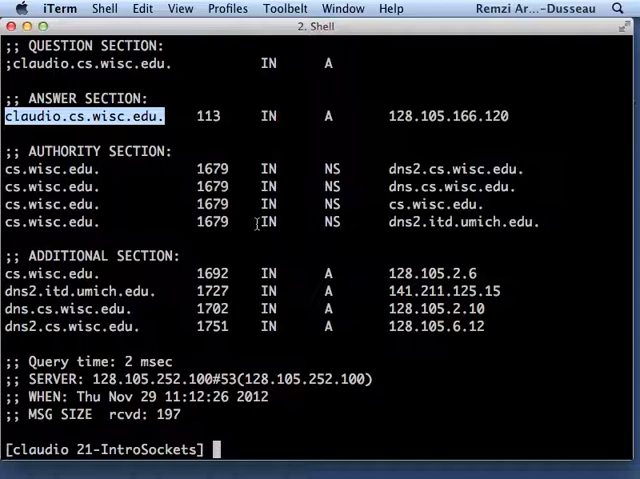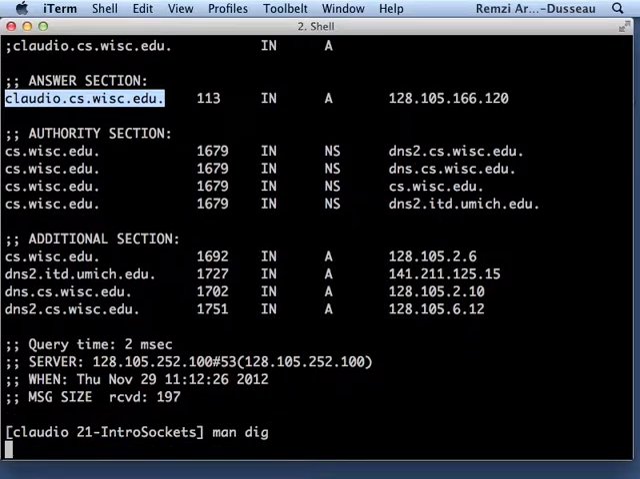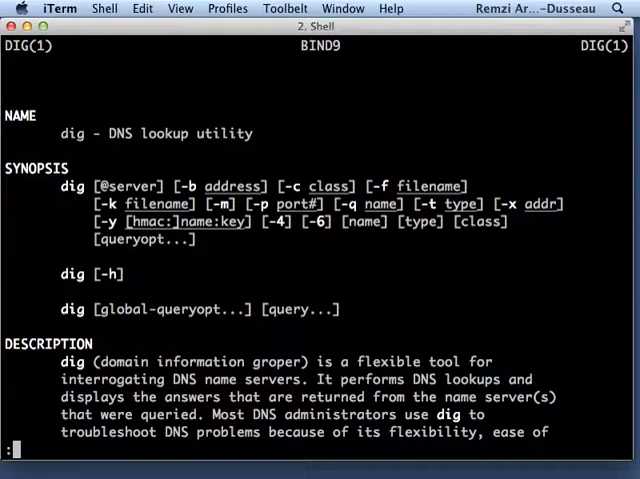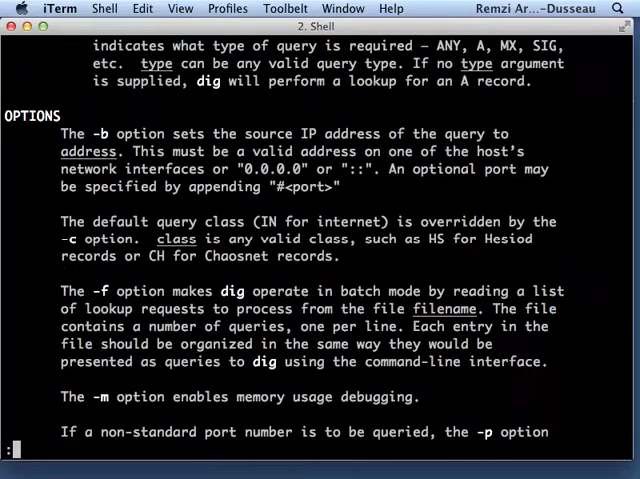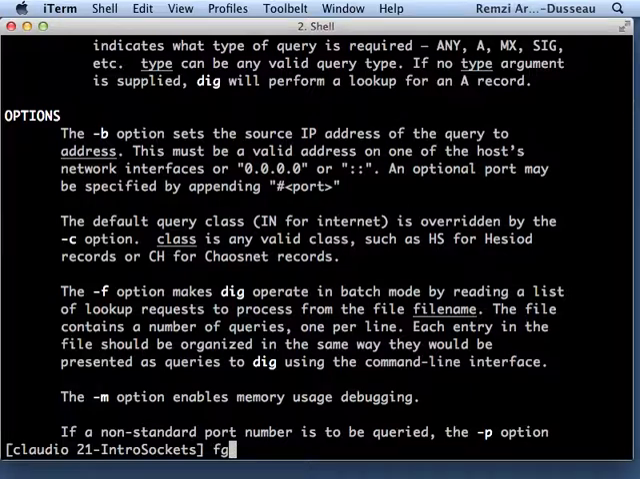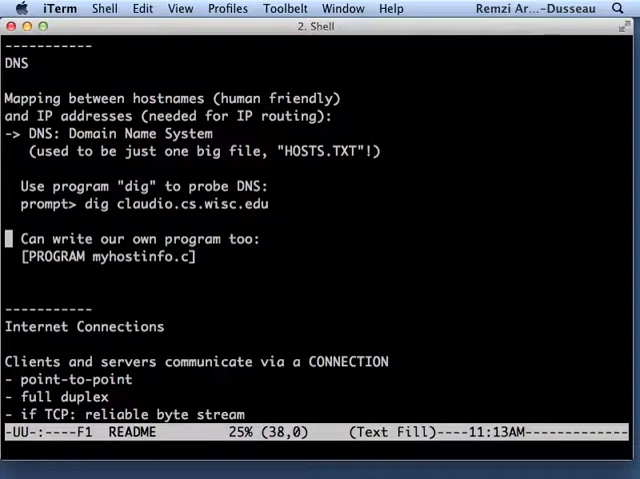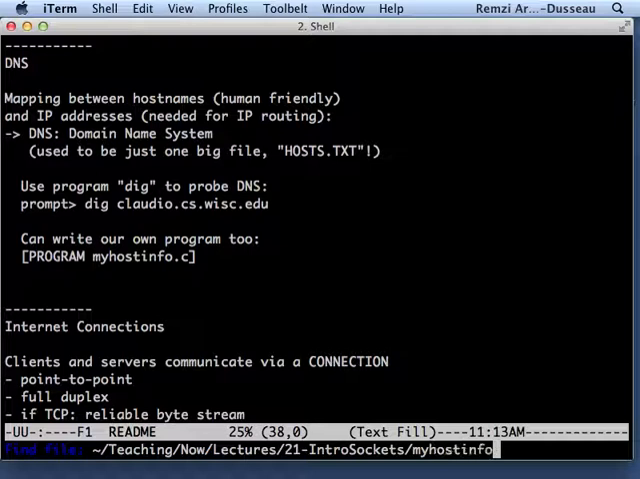And there's a lot of detail about how DNS works that we're not going to talk about, simply because you could spend days and weeks, and like I said, a whole course on this sort of thing. So if you're interested in that, you can do a man on dig, which is a DNS lookup utility. It just exists and is out there, and it's obviously useful. And of course, you can write your own program that does pieces of this too.